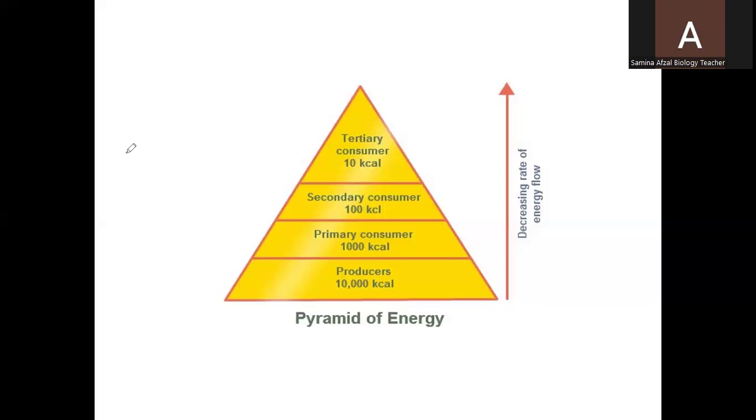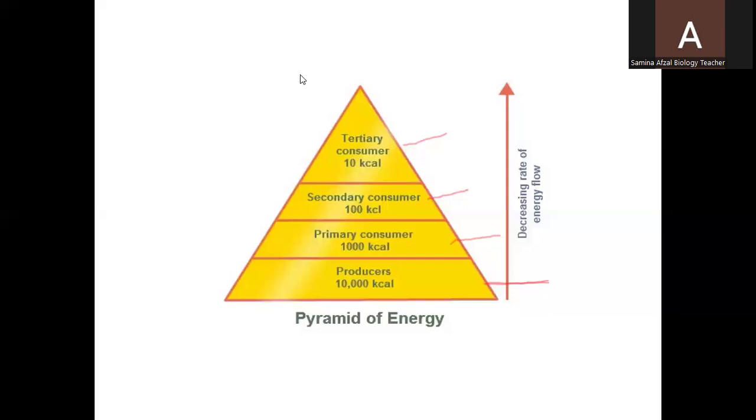So in this way, the pyramid of energy can be shown that at the base there will be the producers, which will have the greatest amount of energy, and the second highest amount of energy will be with the primary consumers, and then secondary consumers, and then tertiary consumers. So in this way, energy flows from the producers towards the consumers.